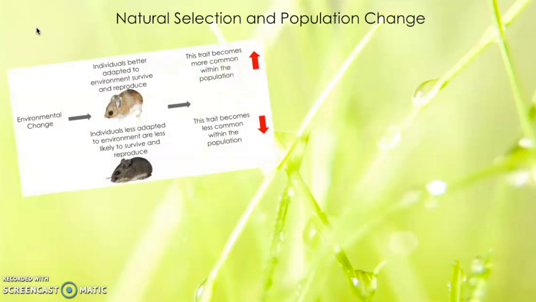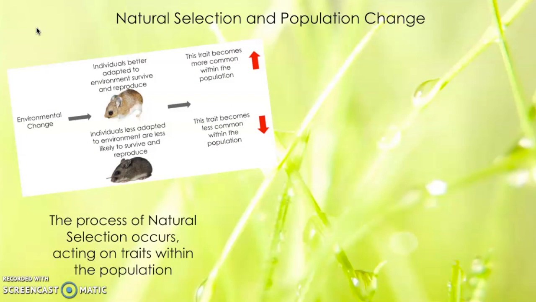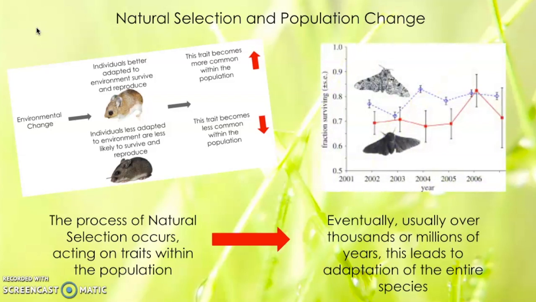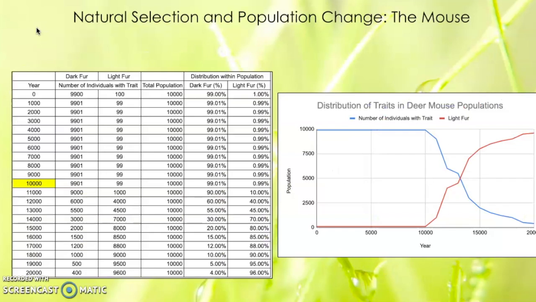So as the process of natural selection takes place, it acts on these traits, selecting for the traits that are adapted to the environment and against those that are not. Eventually, over the course of thousands, or more often millions of years, this leads to the entire species adapting, with more individuals in the species possessing the trait that makes them better adapted to their environment.